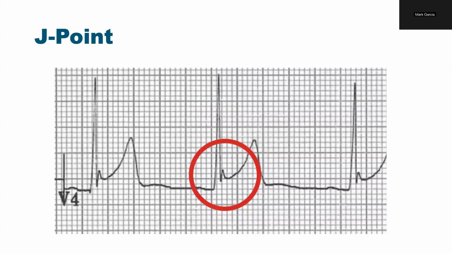So how do we tell the difference? One of the ways that you can tell the difference is by looking at the J point. In BER or benign early repolarization, you typically, but not always, have a notch at the J point. So see how it goes up and then it kind of comes down, and you can see it's circled in red. You don't typically see that in an infarct. Okay, so a J point notch at the beginning of the ST segment.